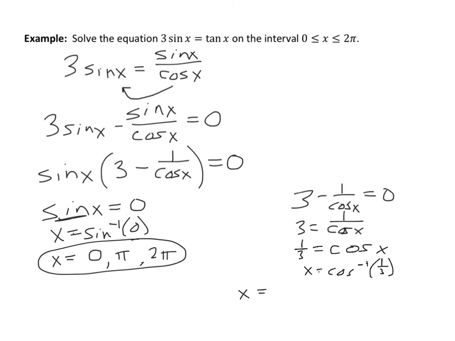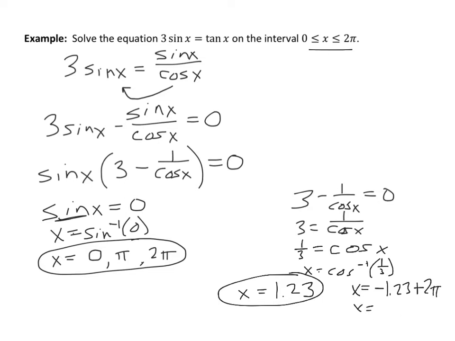So for this one I got 1.23, which is on my interval, so yay. And then remember I could get another solution by doing the negative of that, negative 1.23. But negative 1.23 isn't on my interval, so I'm going to add 2 pi to find a version of that solution that is on my interval, and that gets me 5.34. So there we go. I've found 5 solutions to this equation on this interval.